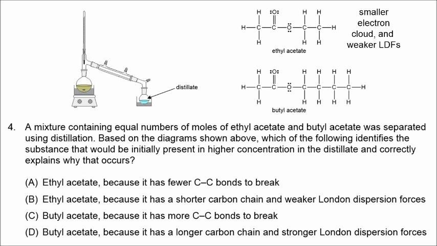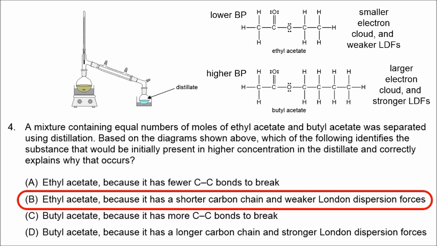So ethyl acetate, smaller electron cloud, weaker London dispersion forces. Butyl acetate, larger electron cloud, stronger London dispersion forces. Ethyl acetate has the lower boiling point. Butyl acetate has the higher boiling point. So the chemical that would first appear in the distillate would be ethyl acetate because of its weaker London dispersion forces.